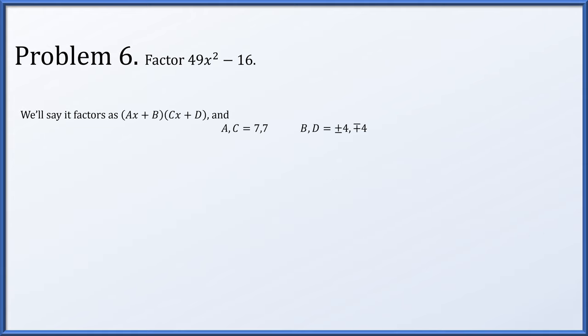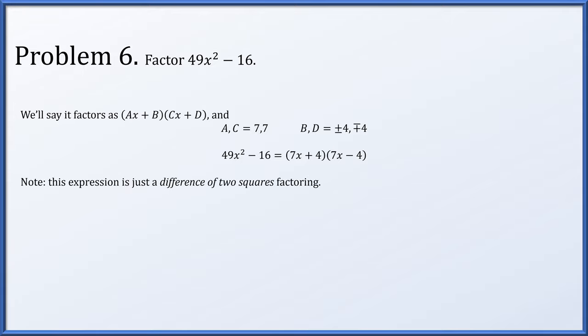So we've said, if we're factoring 49x squared minus 16 as AX plus B times CX plus D and hoping that it's going to work out to be integers, then A and C can both be taken to be 7, and B and D are plus or minus 4, and they have to be opposites of one another so that their product is negative 16. It doesn't really matter which way we pick B and D to be positive or negative. One of these terms is going to be 7x plus 4, and the other is going to be 7x minus 4.